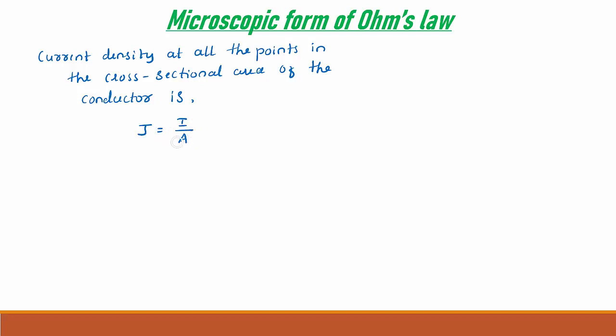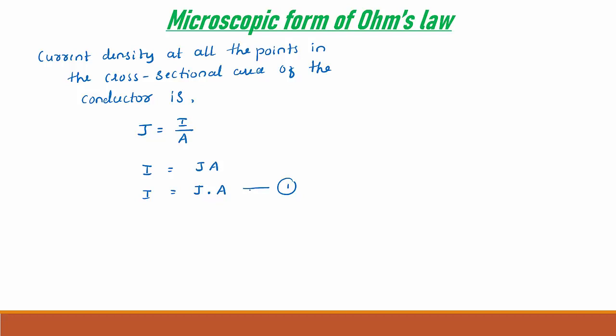So this is the current density at all the points in a given cross-sectional area of the conductor, J equal to I divided by A, or this equation can be written as I equal to J into A. This is a dot product, or we can also call it a scalar product. So let us write it as J dot A. Let us take it as equation number 1.